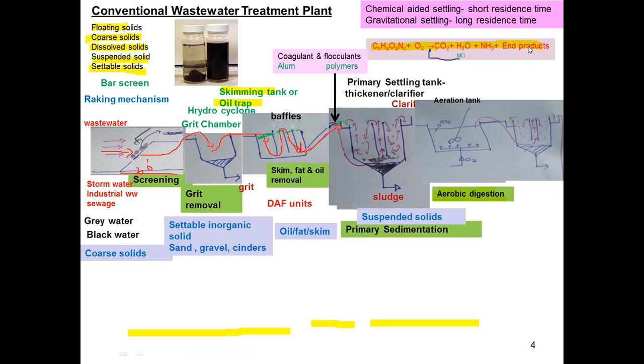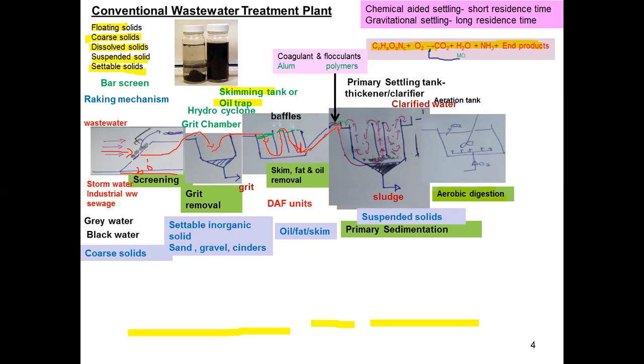Then, so we use the aeration tank. Then according to the reaction, there are end products, additional biomass. So again, it is a type of suspended solids or colloidal solids. Then they have to be removed. In the aeration tank, additional biomass is formed due to the aerobic digestion. Now it has to be removed.